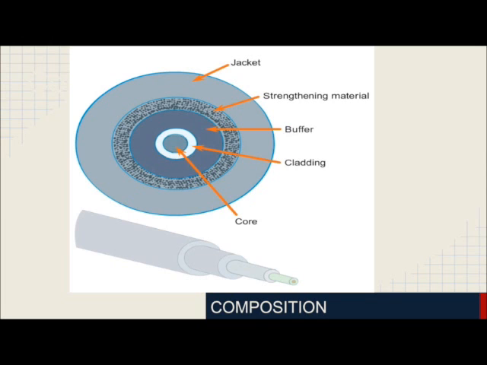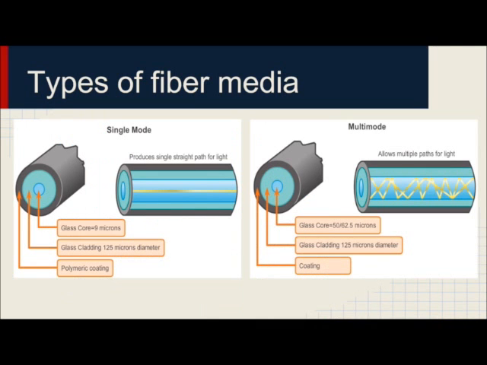Jacket, typically a PVC jacket that protects the core and cladding. It may also include strengthened materials and a buffer coating, whose purpose is to protect the glass from scratches. Types of fiber media. Single mode: a small core, less dispersion, suited for long-distance applications. Uses lasers as the light source. Commonly used with campus backbones for distances of several thousands of meters.